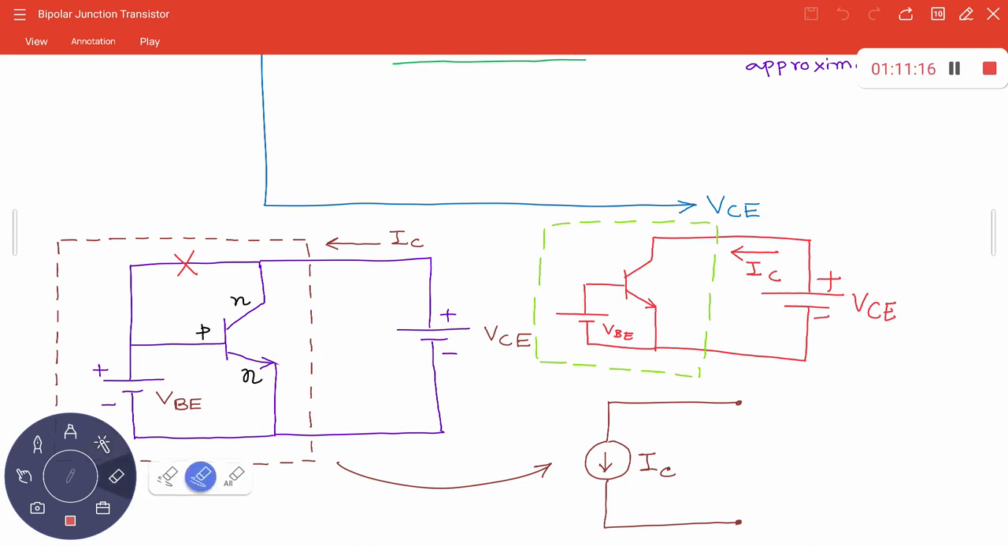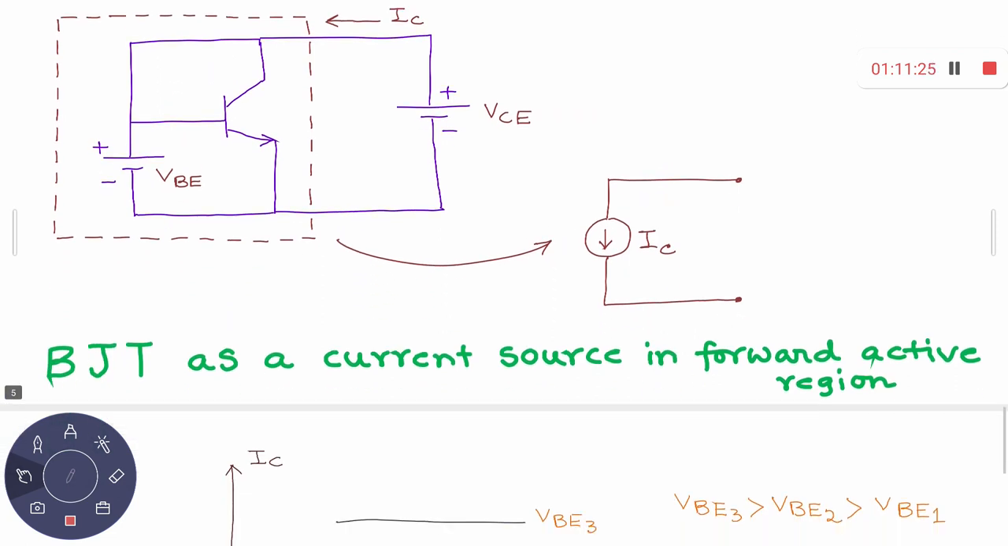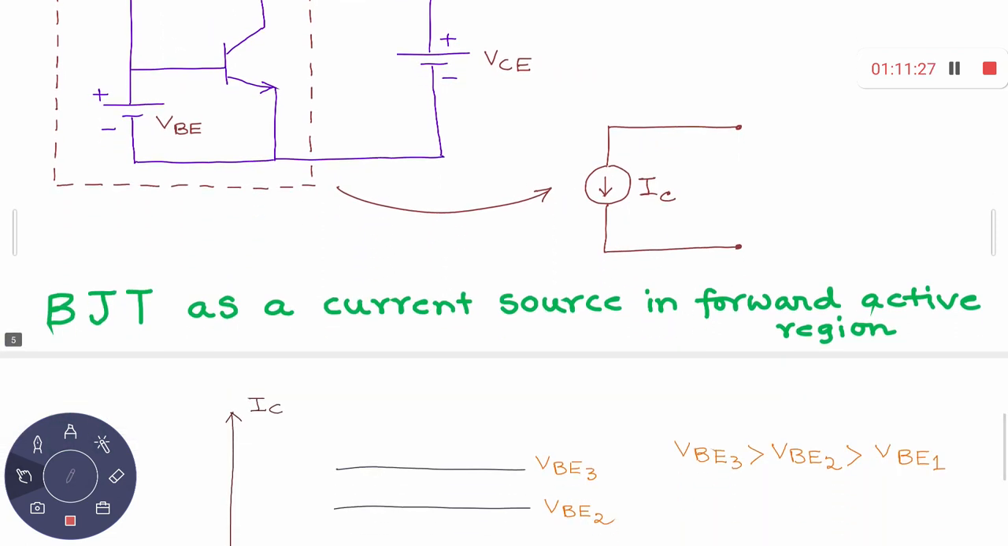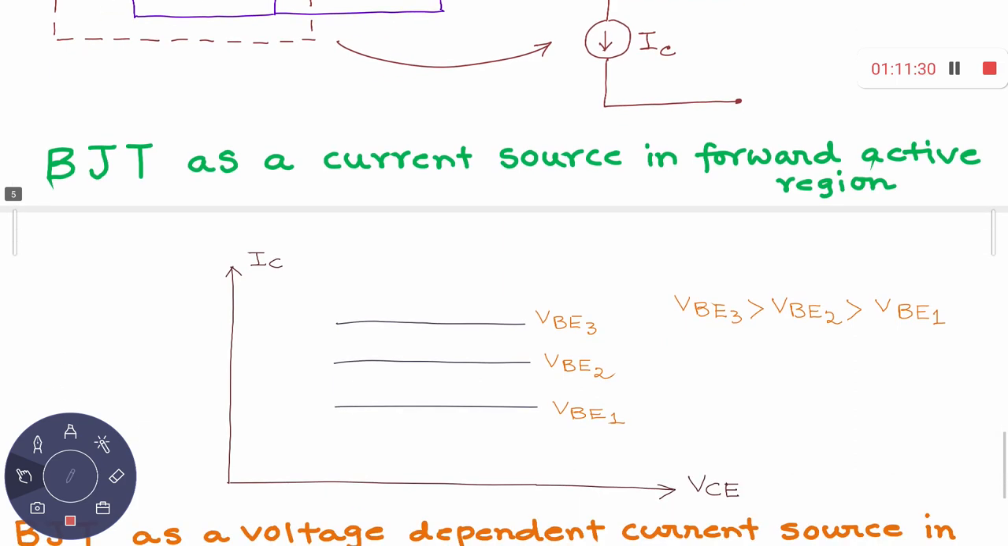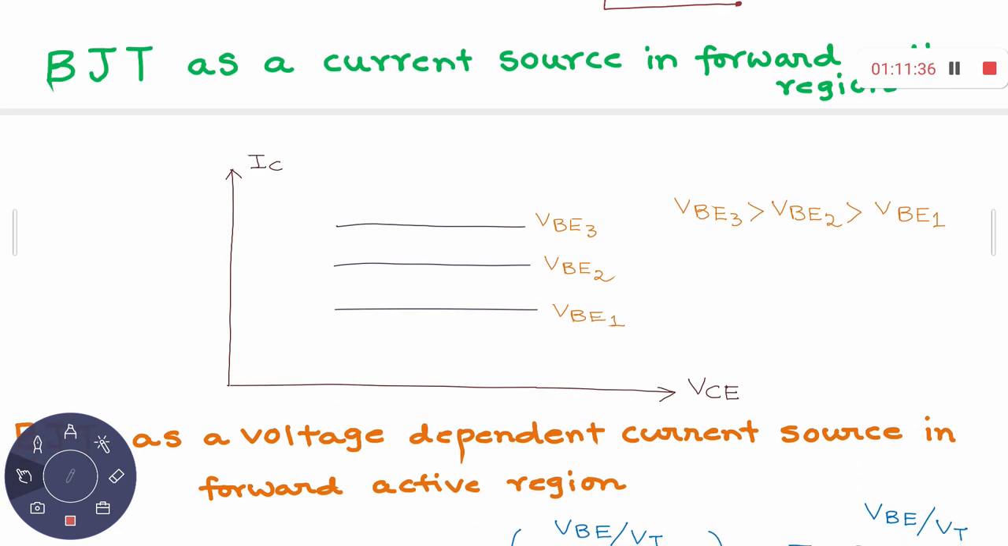Okay. So BJT can be used as a current source. Obviously, it's a voltage dependent current source. As I've already mentioned, if I have three different voltages, for example, VB1, VB2, VB3, with VB1 less than VB2 and VB2 less than VB3, I get different currents, IC1, IC2 and IC3, and IC3 will be higher than IC2 and IC2 will be higher than IC1. And we will be exploiting that particular feature later on so that the transistor can be used as an amplifier.